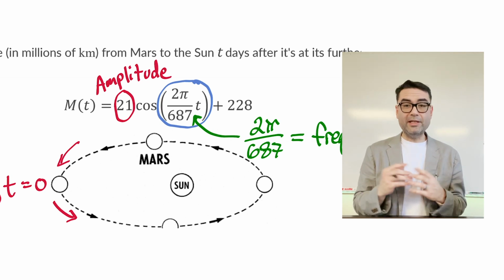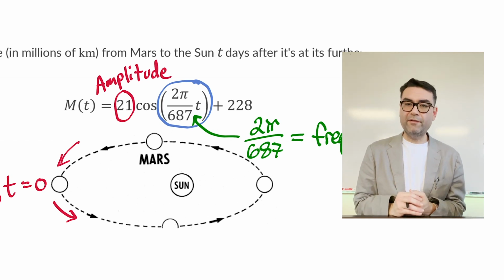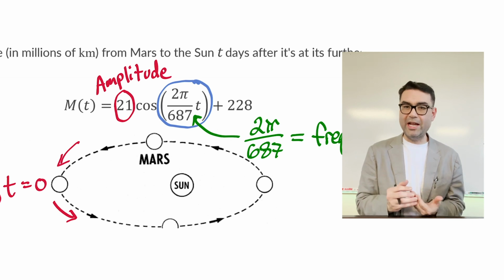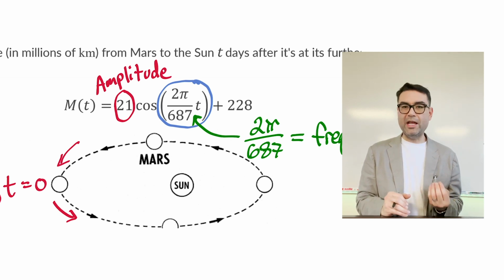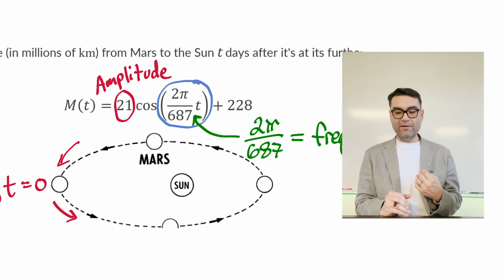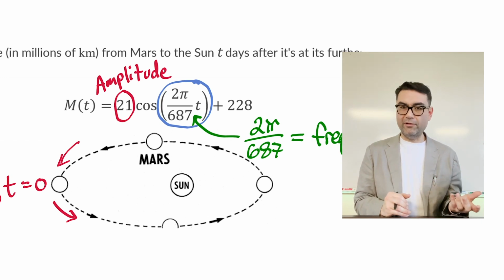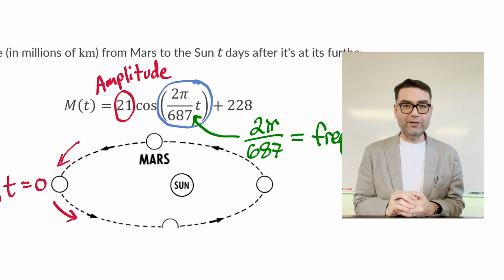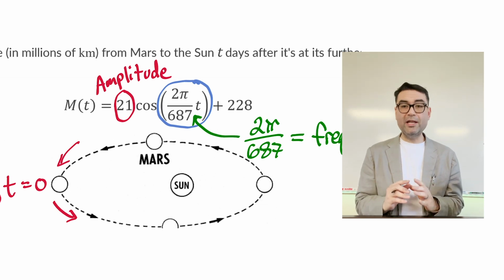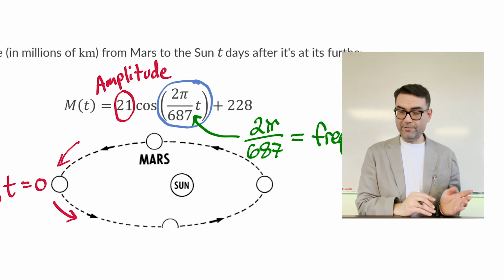And just to be clear, it is a positive value. You'll see some modeling functions, cosine and sine functions, that have a negative. The negative is not part of the amplitude. The negative is part of the fact that you would have a vertical reflection of the function, which we're not really focusing on right now. But the amplitude in and of itself is this positive 21 in this case.